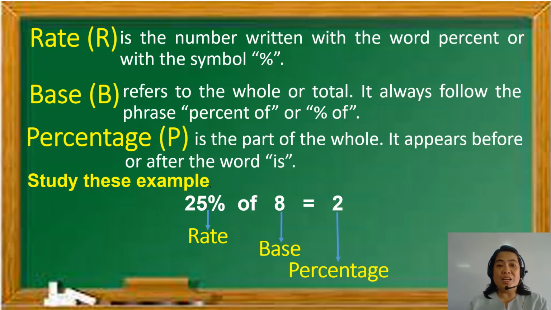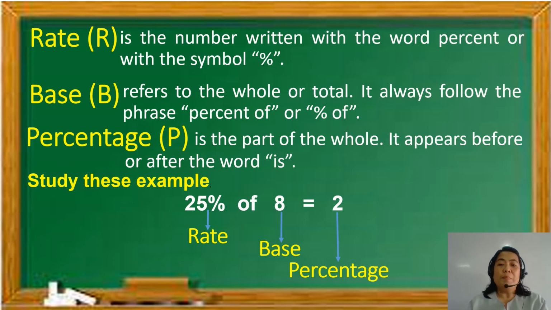Okay, this time, let us try to define what are rate, base, and percentage so that you can answer what's in your module. Rate. Rate is the number written with the word percent or with the symbol percent. So remember, what is it? The rate has the word percent or the percent symbol. Base refers to the whole or total. It always follows the phrase percent of or the percent symbol then of. So remember again, what is the base? It follows the phrase percent of.